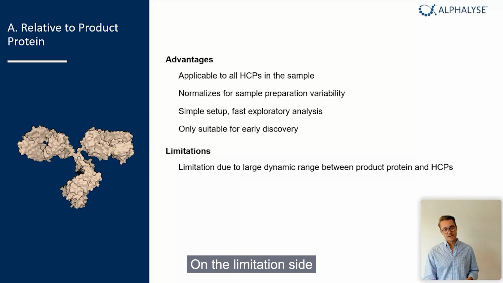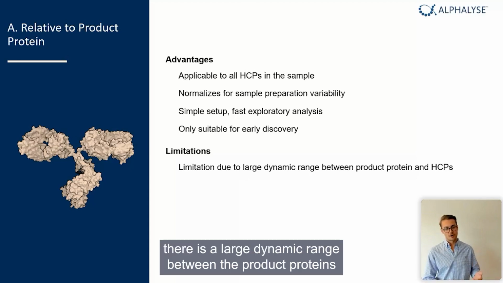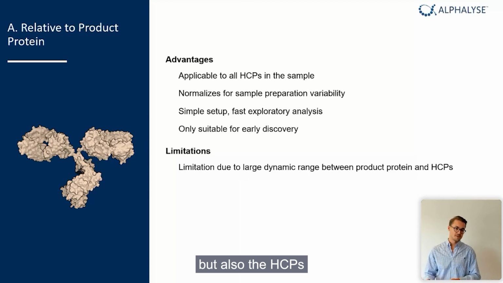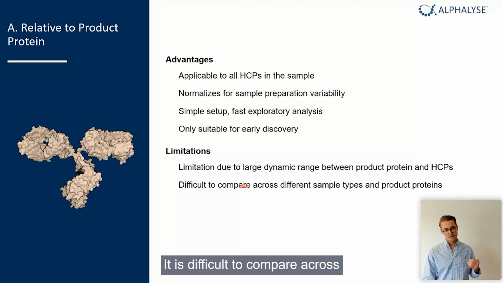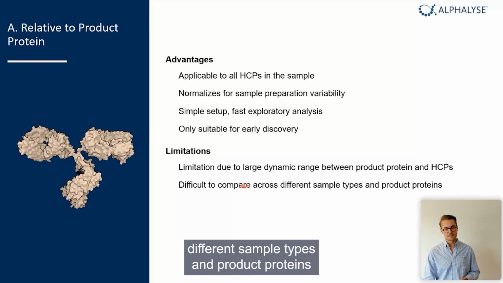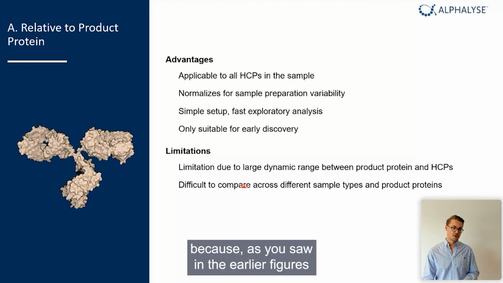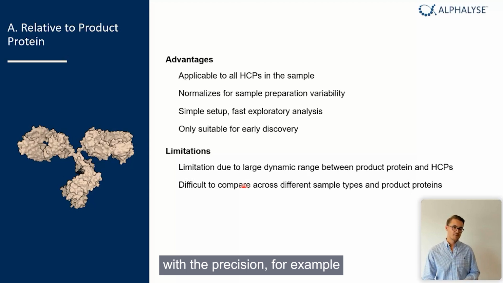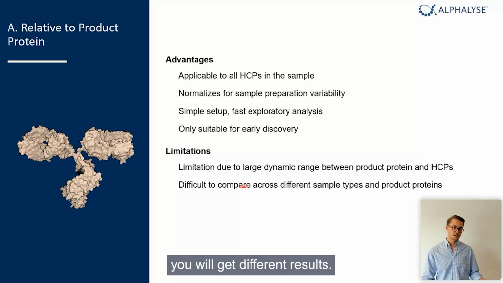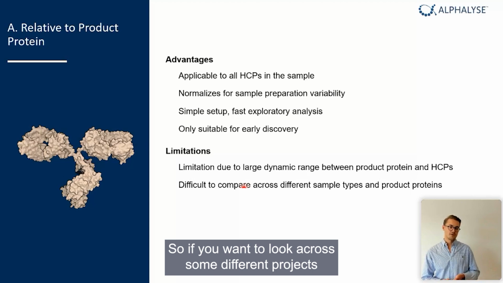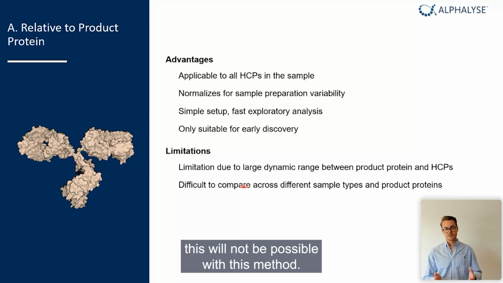On the limitation side, there's a large dynamic range between the product protein and the HCPs, so that can cause some issues. It's difficult to compare across different sample types and product proteins because, as you saw in the earlier figures with the precision, for example, depending on the reference standard and method used, you will get different results. So if you want to look across different projects or different biologics, this would not be possible with this method.